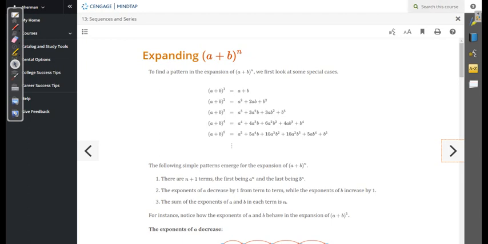Okay, so there's one, and then of course, that was the first one there. Okay, and then of course we can see that the other patterns involved are that the exponents of a decrease by 1 from term to term, while the exponents of b increase by 1. Of course we can see that if we look. All right, and then the sum of the exponents of a and b in each term is n, right?